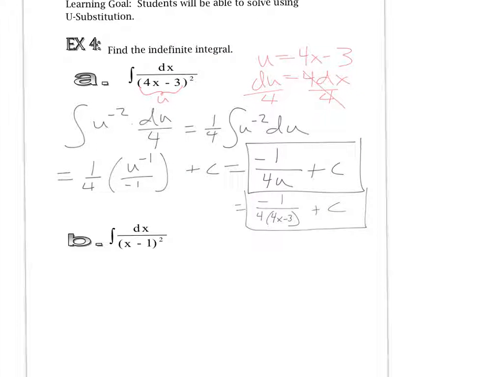Okay, one more problem. I believe you can do this one on your own. Again, just identify your u. Pretty simple to identify here. I'm pretty sure that's going to be your u. So you start off with u equaling x minus 1. I think you'll be able to work this one out on your own. Give it a shot, pause the video, and come back when you're ready to check your work.